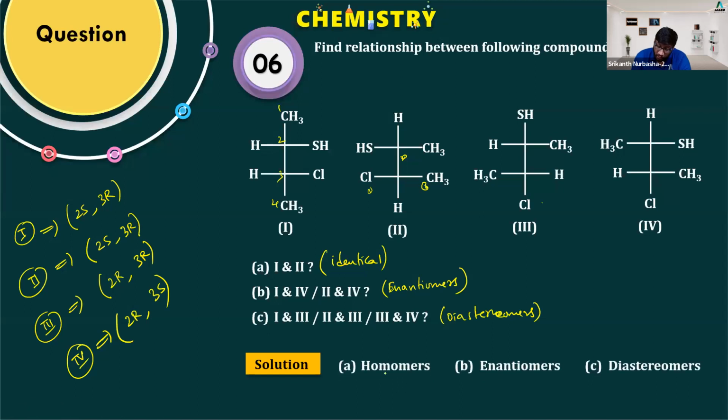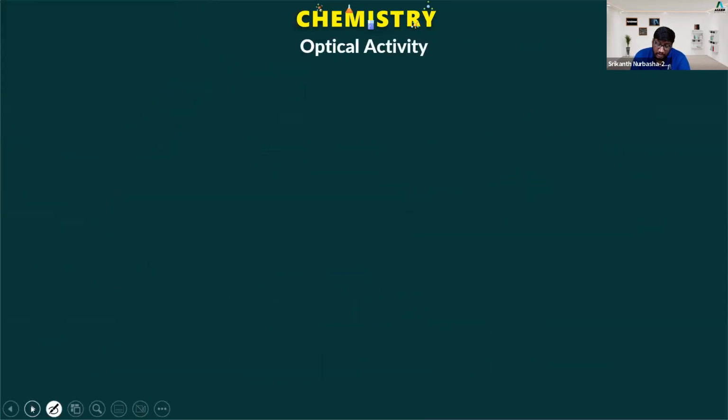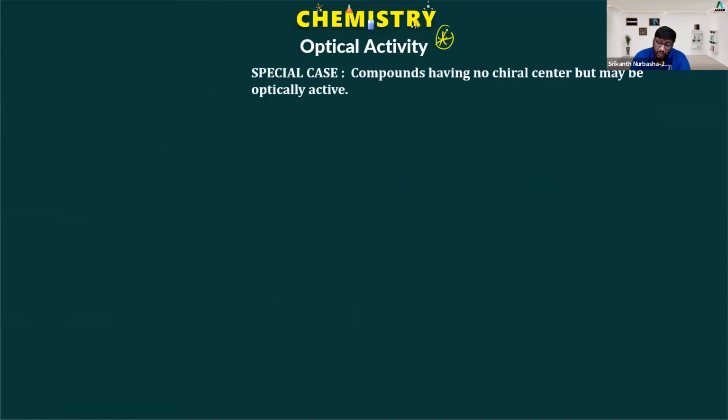So A is homomers, which means identical. B means enantiomers, and C is diastereomers. We got the same. So that is what your different types of relationship between different types of compounds are.